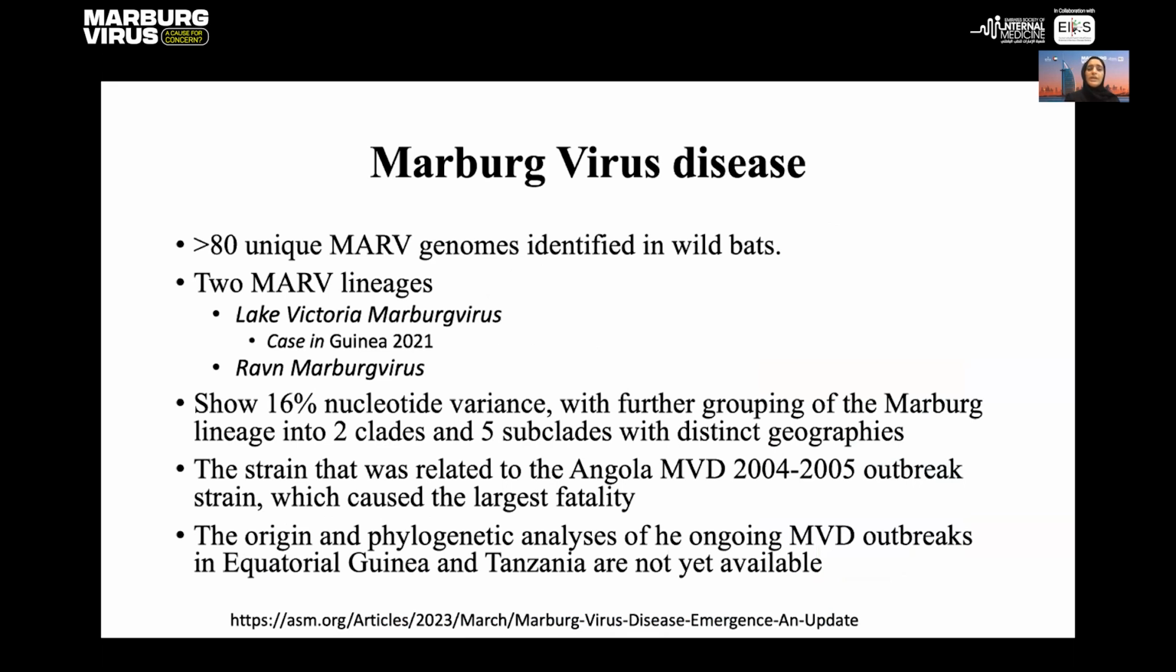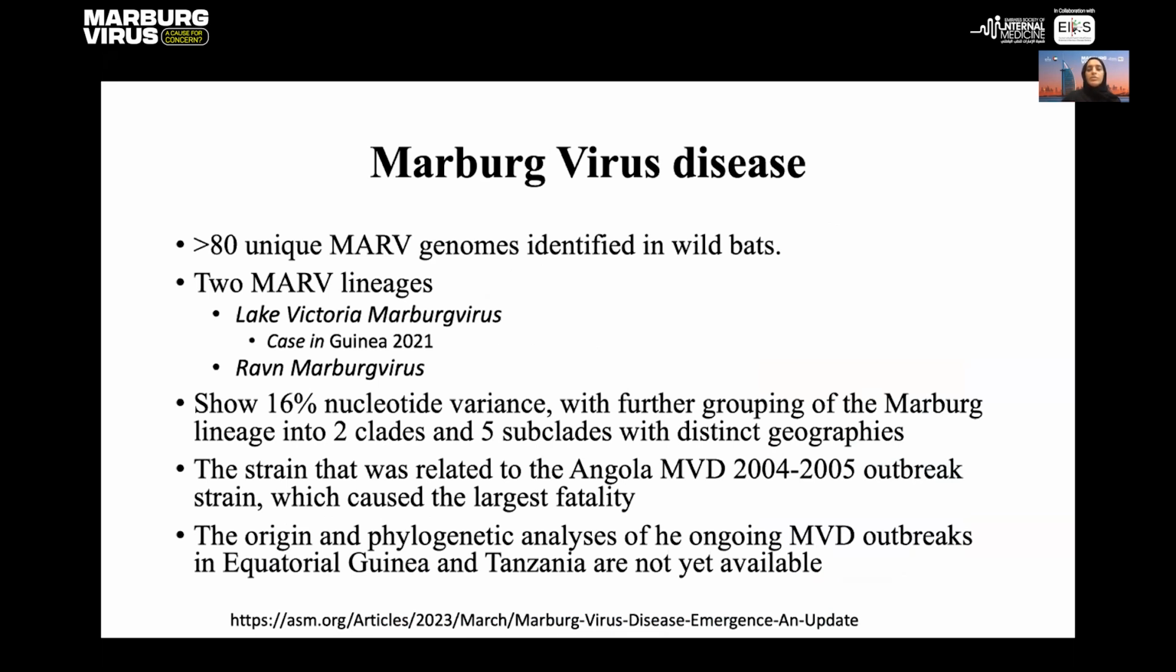Looking into the genetics of the virus, more than 80 unique Marburg virus genomes have been identified, and two major lineages are known, which is the Lake Victoria Marburg virus that caused the Guinea outbreak in 2021, and the Ravn Marburg virus. And there are multiple outbreaks that have happened and have been investigated to look into the lineage of the virus or the genetic variants.